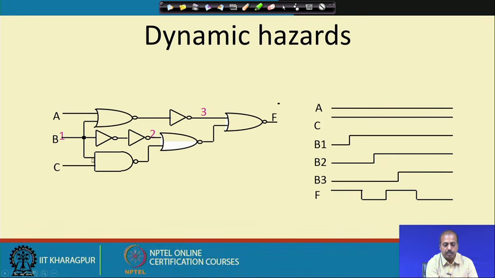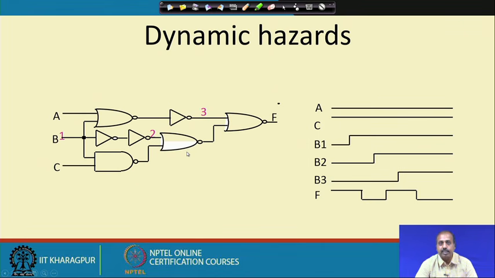So, C is always 1, which means this NAND gate is always giving B1 bar, and then this is giving me whatever is coming here depending upon this B2 value. So, this is the output of the NOR gate that is coming.